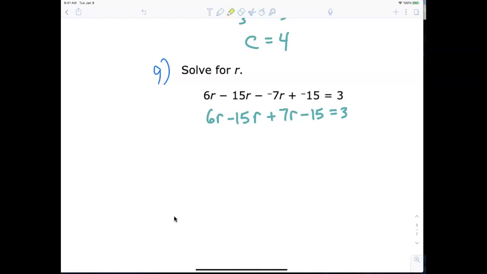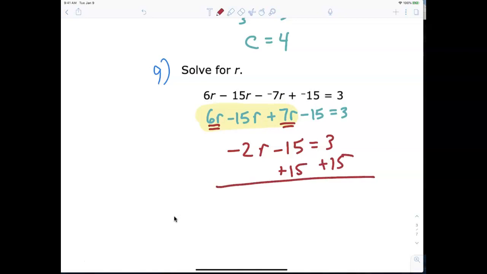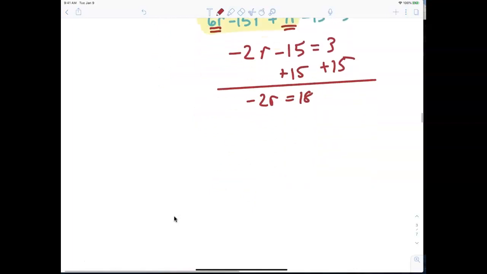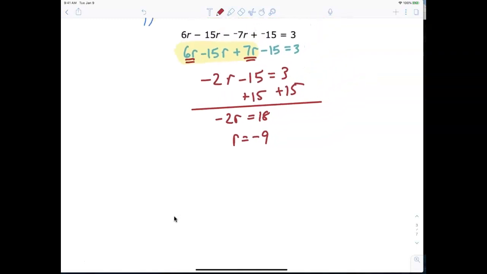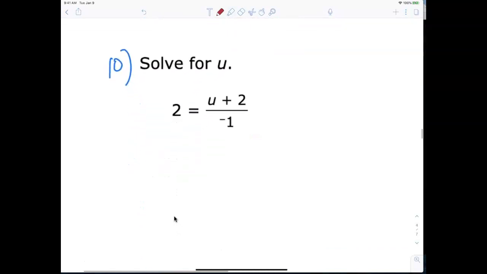Now we're going to combine terms. So we're going to combine those. I like to do 6 plus 7, which is 13. 13 minus 15, negative 2r. Then I add 15 to both sides. So now I have negative 2r equals 18. And so now r equals negative 9. Again, be careful combining terms. Let's see how we're doing with number 10.